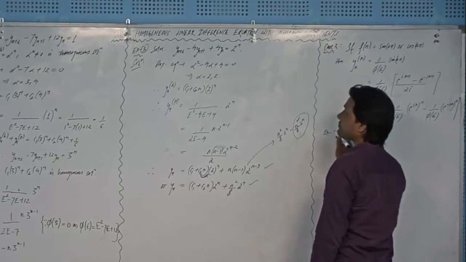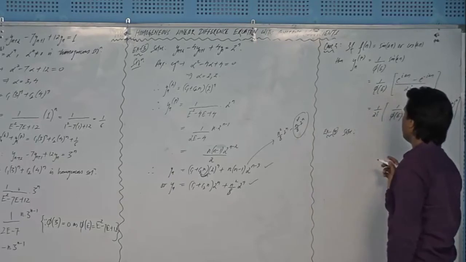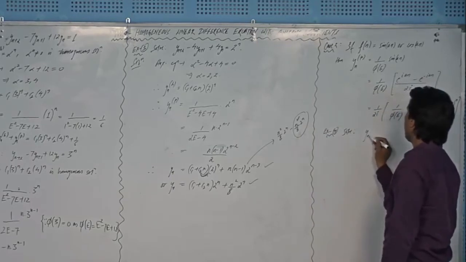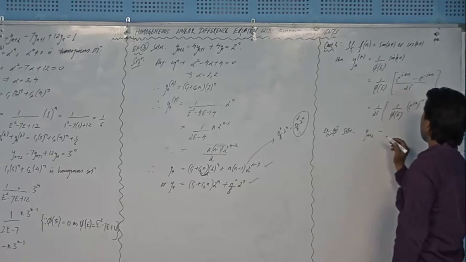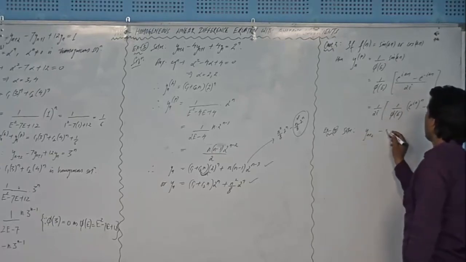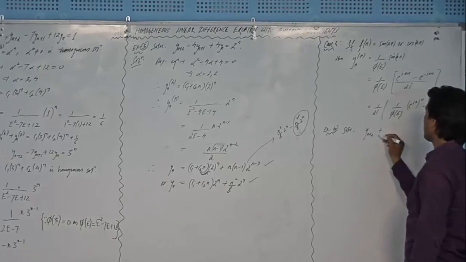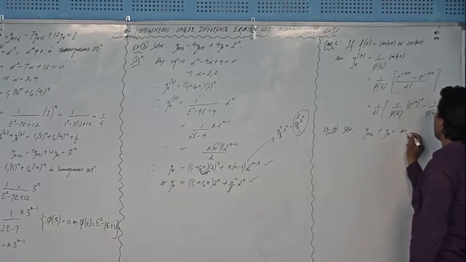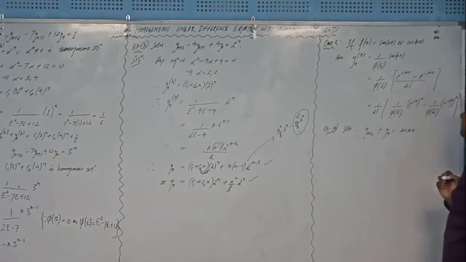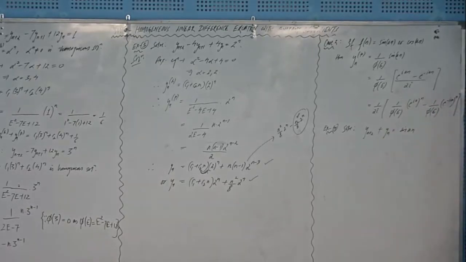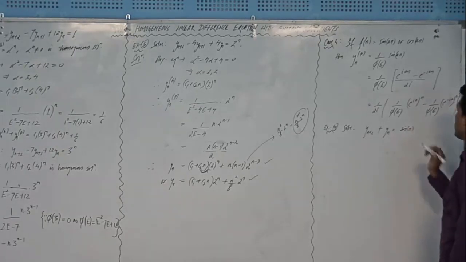Example number 4. Solve y n plus 2 plus y n equal to sine n, right. Okay. Sine n only, right.